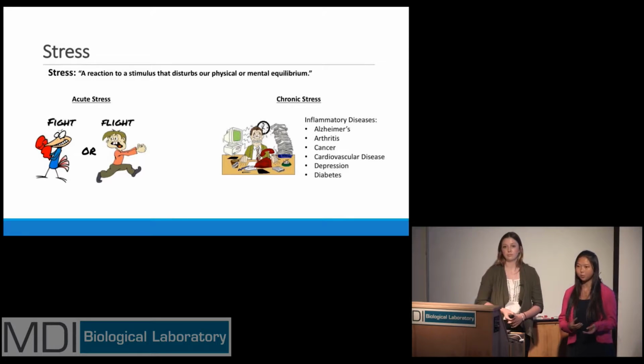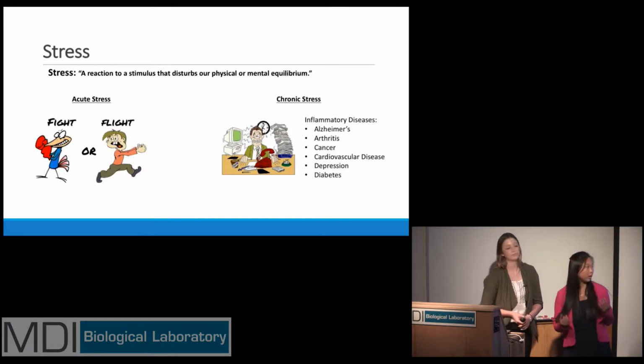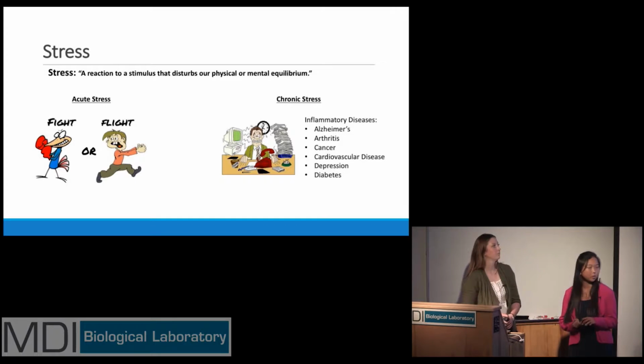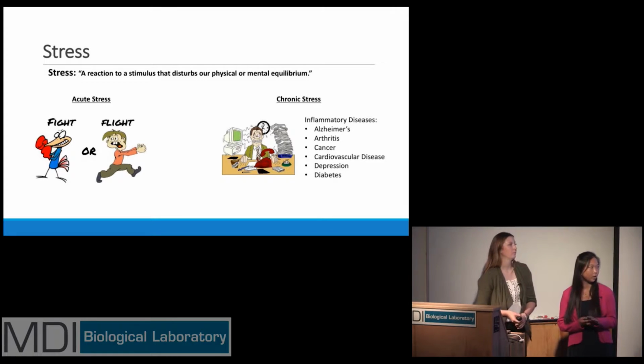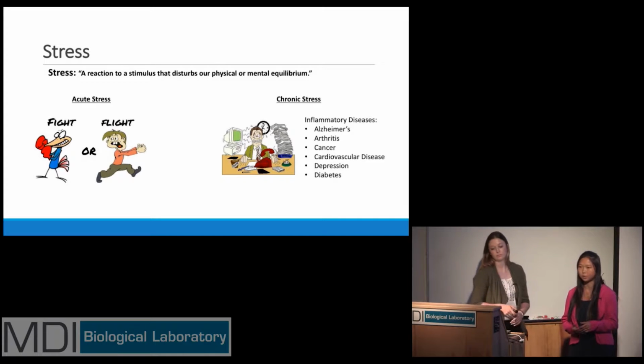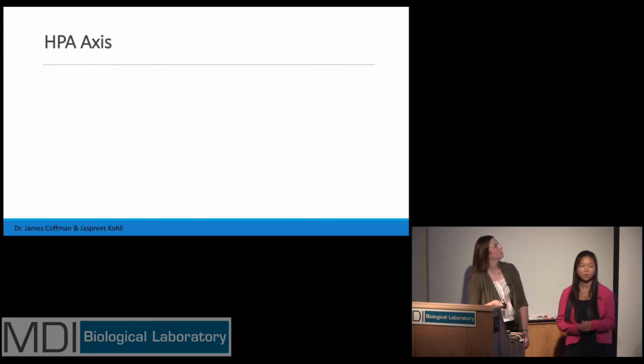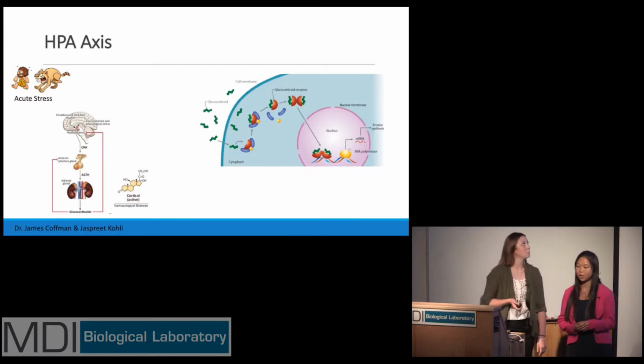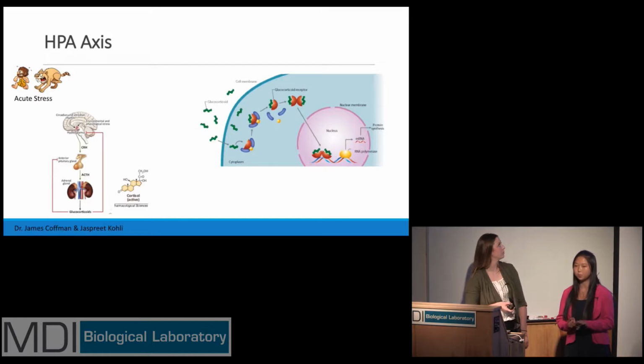Chronic stress may contribute to many diseases later on in life. These health problems may include Alzheimer's, arthritis, cancer, cardiovascular disease, depression, diabetes, and other inflammatory diseases. So how does our body respond to stress? Our body responds to stress through the HPA axis. The HPA stands for hypothalamus pituitary adrenal axis.